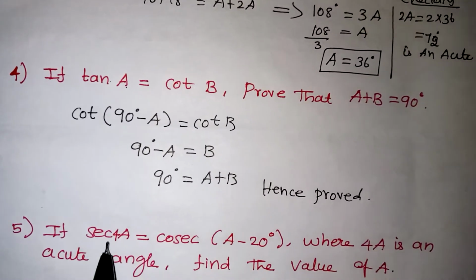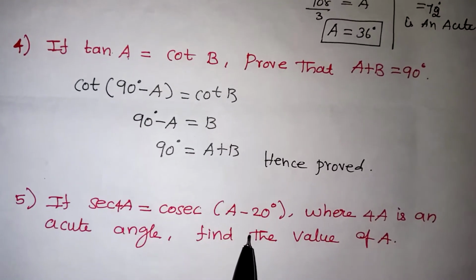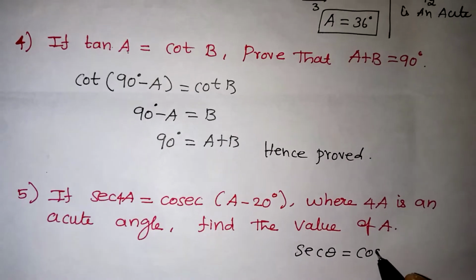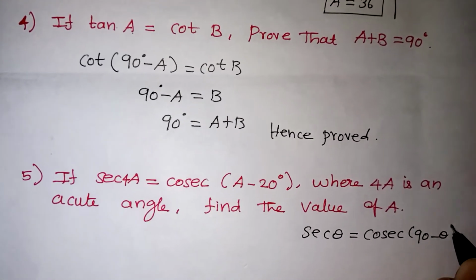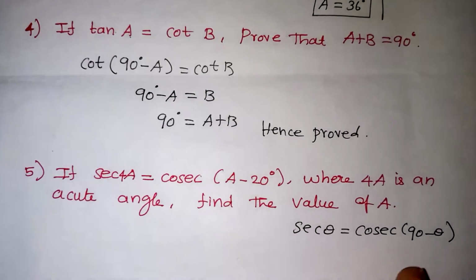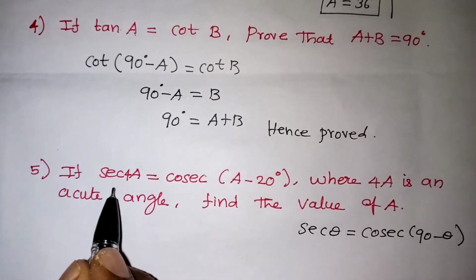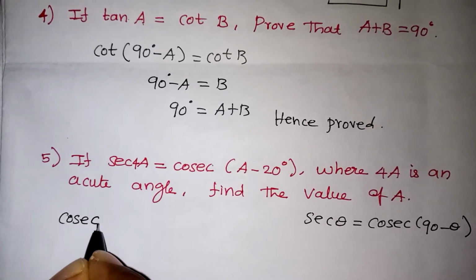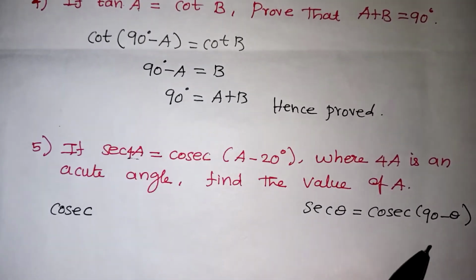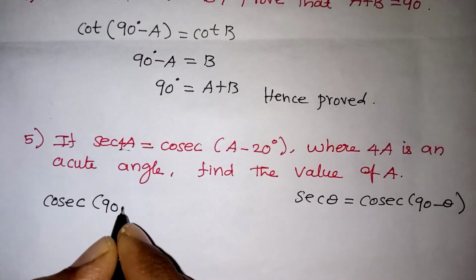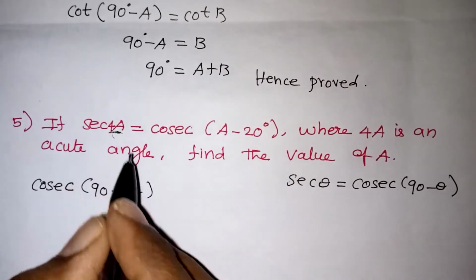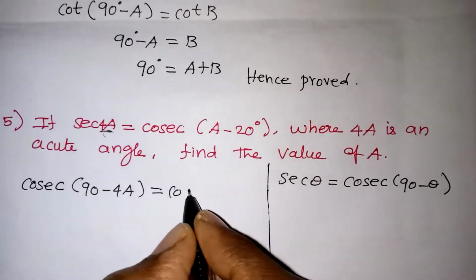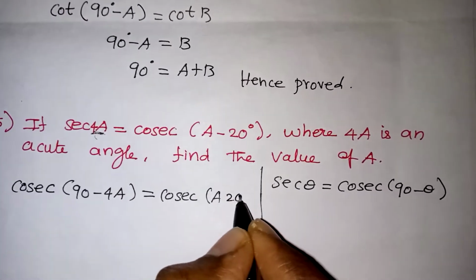Our question is secant 4a is equal to cosecant a minus 20. So our complementary rule is secant theta can be written as cosecant 90 minus theta. So this is a complementary rule. Secant is always complementary to cosecant. So this is our question. Now in the place of secant, I am going to change it into cosecant. When the secant becomes cosecant, this angle should be subtracted from 90 degrees. So we can write 90 minus 4a because the angle given is 4a. So 90 minus 4a is equal to cosecant a minus 20 on this side. Keep as it is.